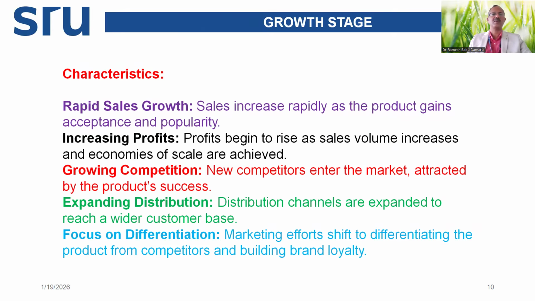Increasing profits will happen in this phase because the sales volume will rise and economies of scale are achieved. When we make large quantity production, overheads are uniformly shared by the number of products. With economy of scale, more profits are possible.